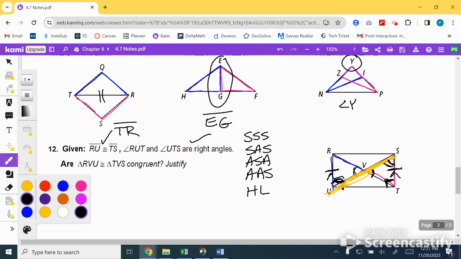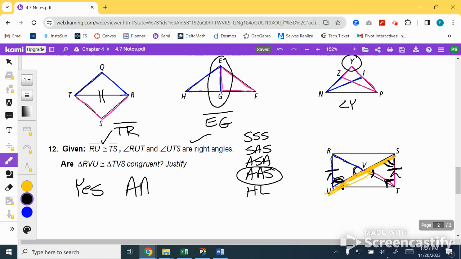So from our picture here, I have 2 angles and a side, and the angles are not sandwiched between the side. So I don't have an SAS or an ASA. So that leaves AAS. So are they congruent? Yes. And they're congruent by AAS. That's how you would do that one.